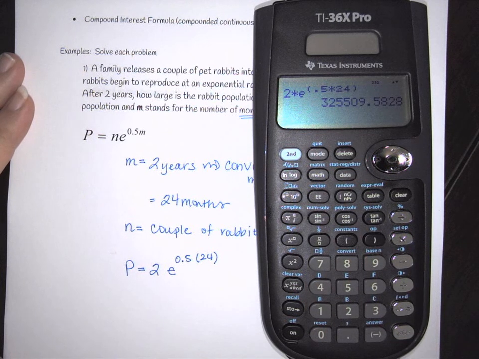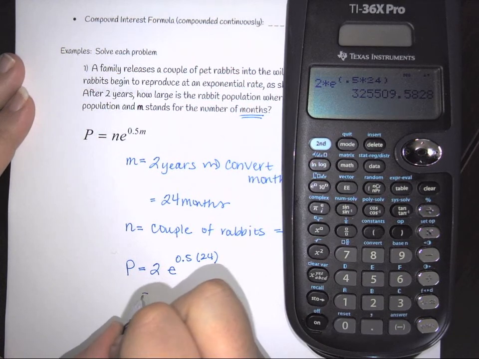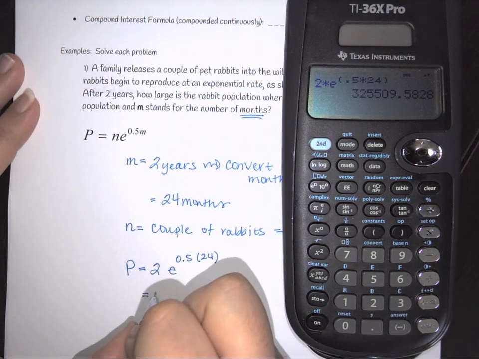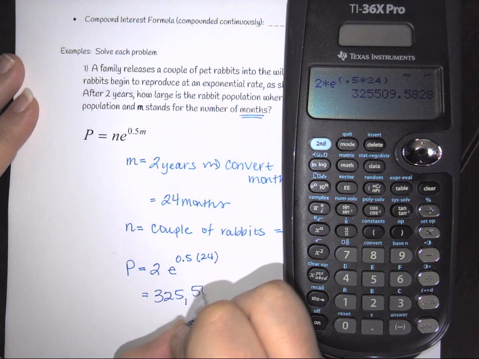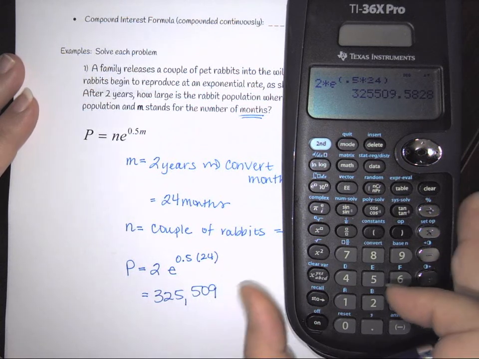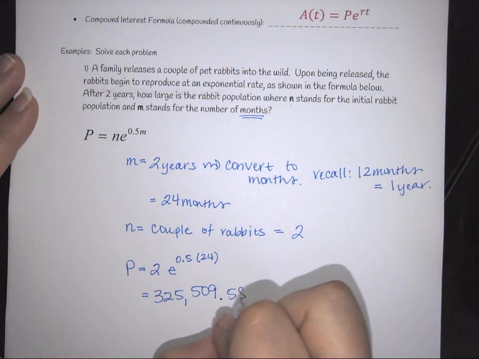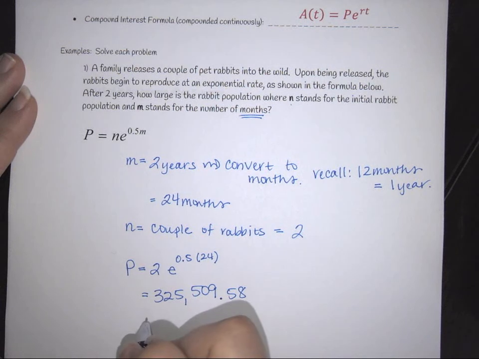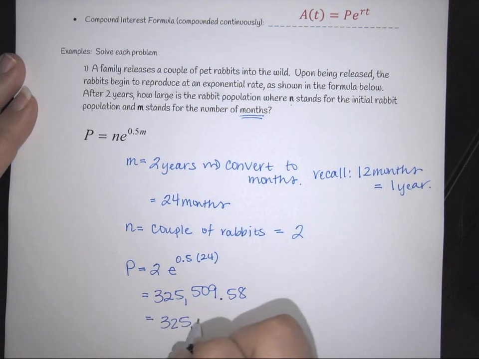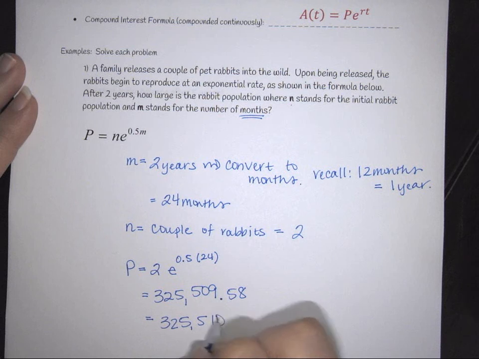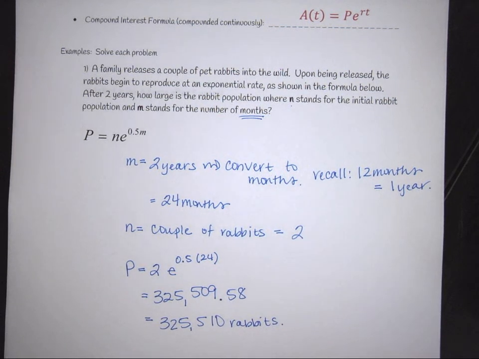And you can see we actually get a fairly large number. And that tells you that after 2 years you now have 325,509.58 rabbits, which is essentially close to 325,510 rabbits. Okay.